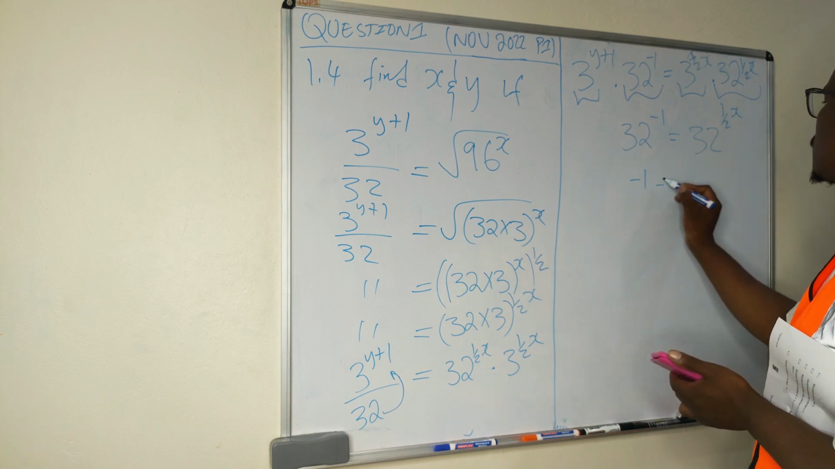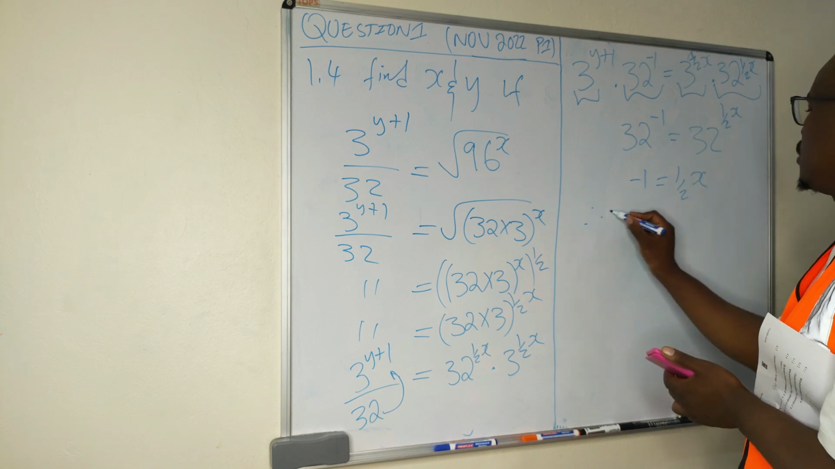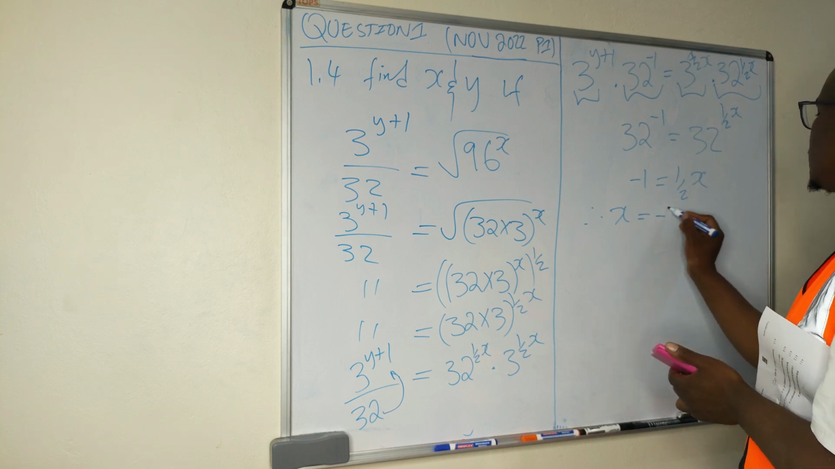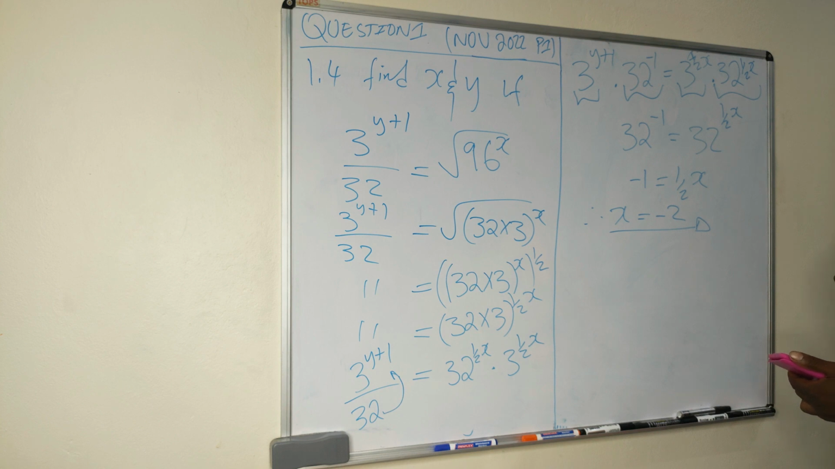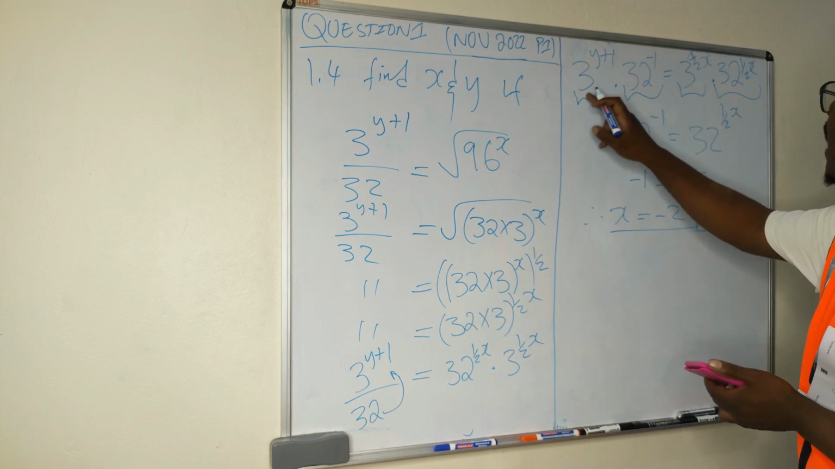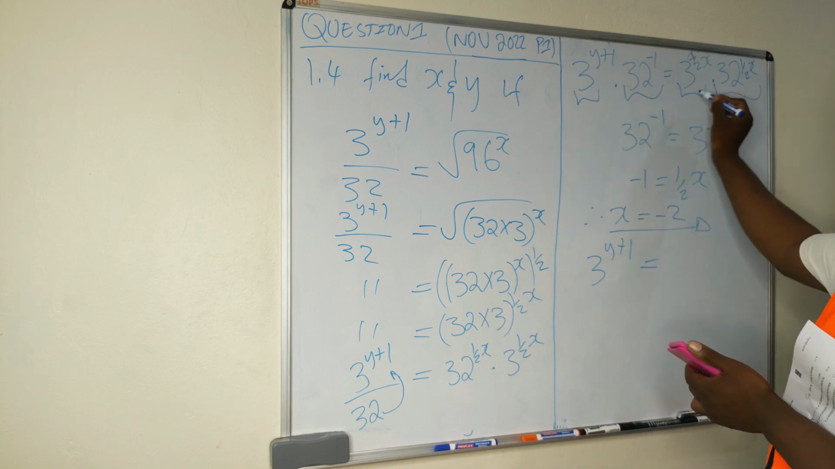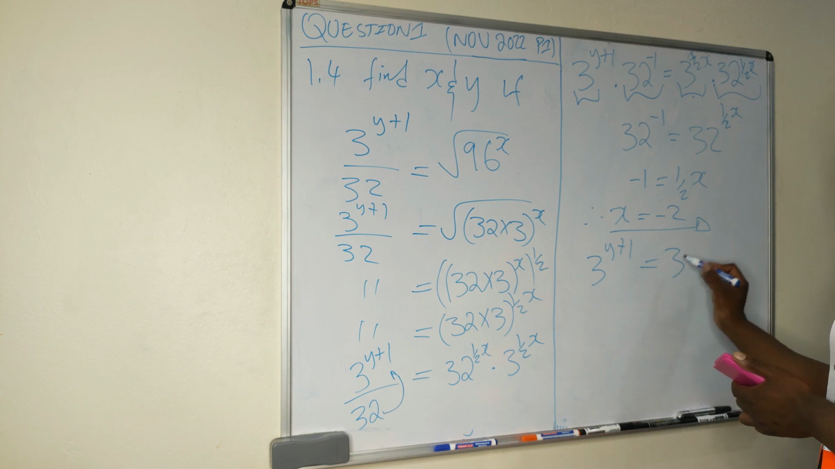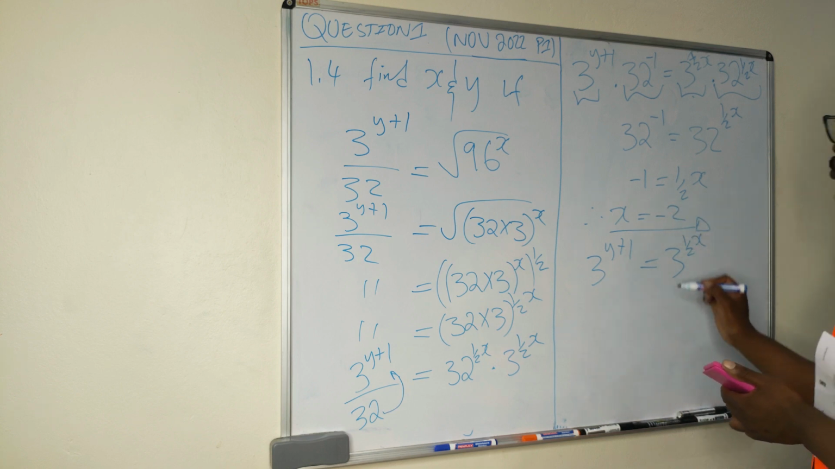That means negative 1 is equal to 1 over 2x. Therefore, x is equal to negative 2. Now that you have your x, you can say x is equal to minus 2. Let's go to the 3 part now. And say 3 raised y plus 1 is equal to, which part is equal to that, 3 raised 1 over 2x. But we have x equal to minus 2.